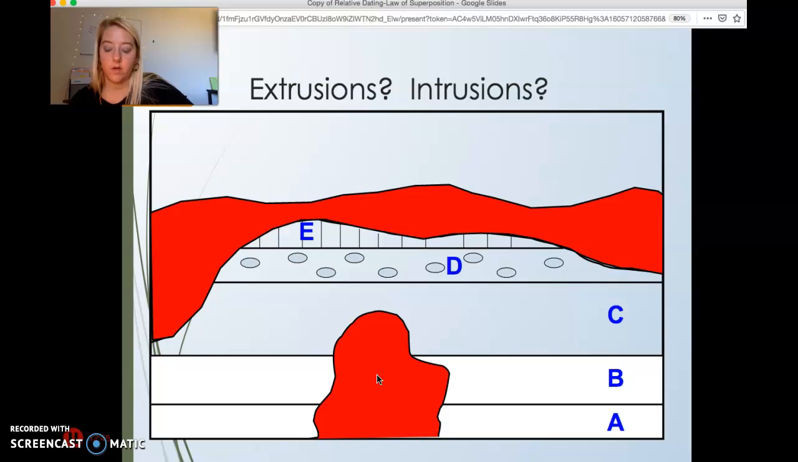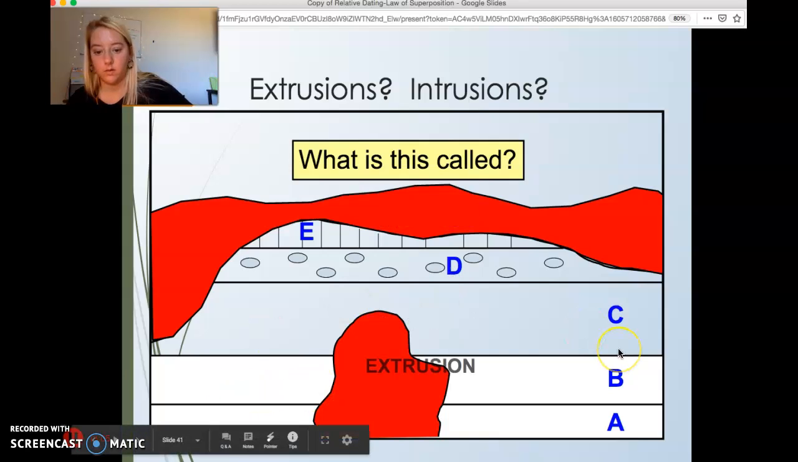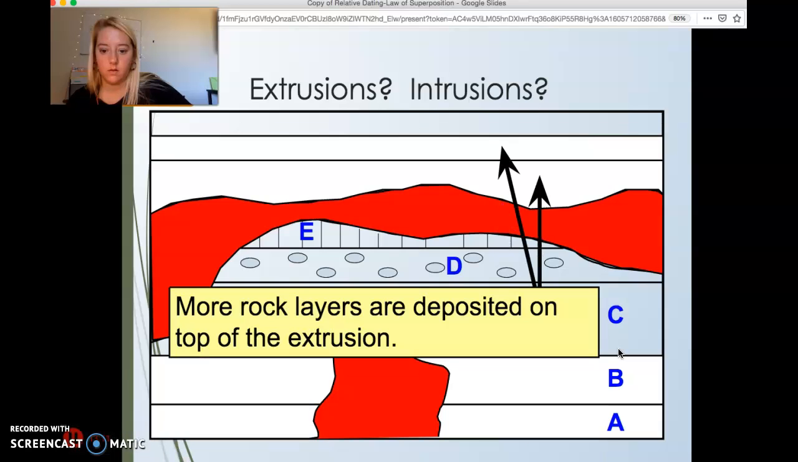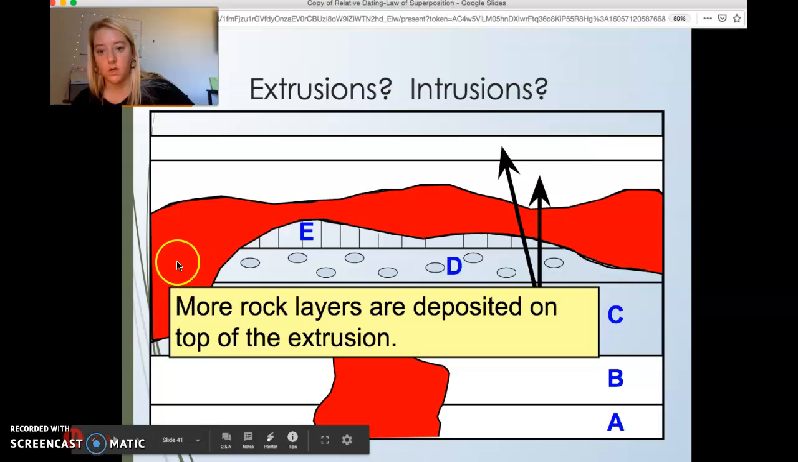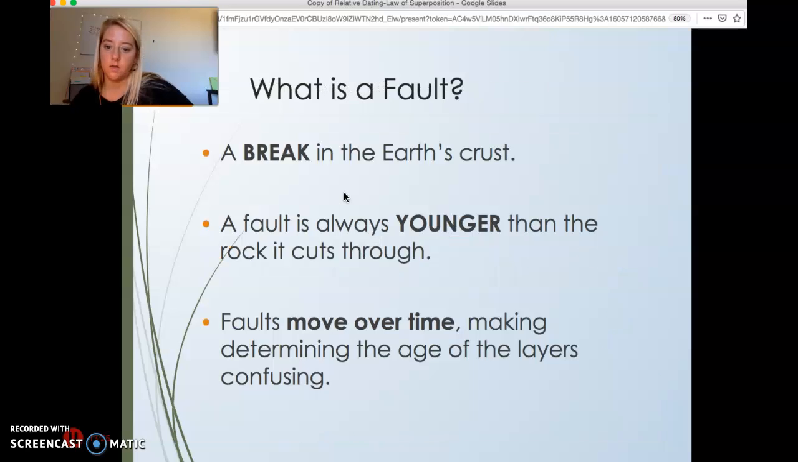All right, now say a volcano erupts and lava, because it's on the surface of the earth, cools on top of all of these rock layers. What do we call that when it's gone to the outside of the surface of the earth? We call that an extrusion. It's on the outside. It is younger than all the layers that is below it. More rock layers are often deposited on top of the extrusion. Now again, those are younger than these because this extrusion must have cooled and formed before the other rock layers could have happened. We'll call those F and G.